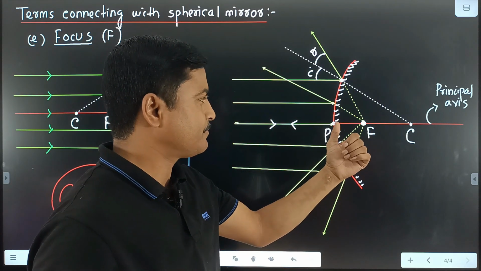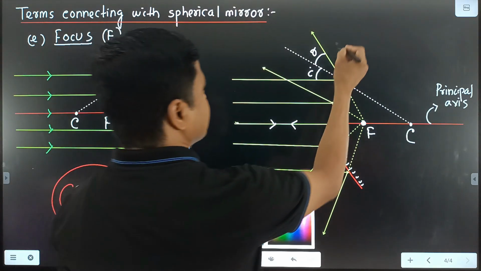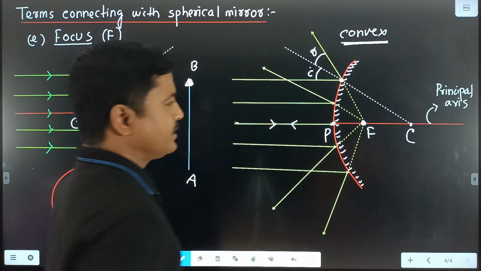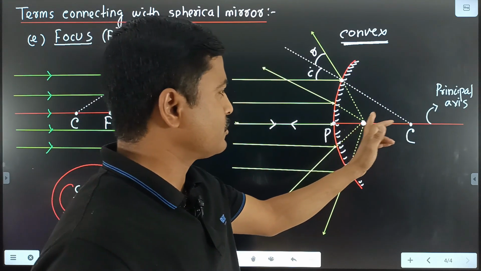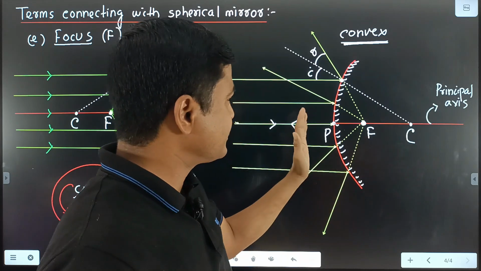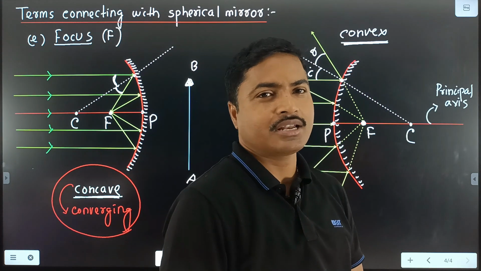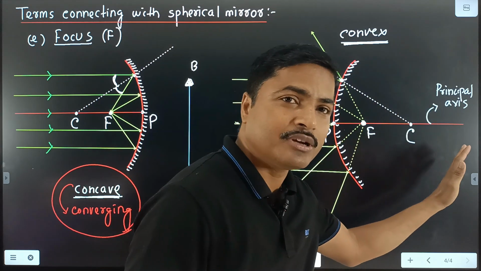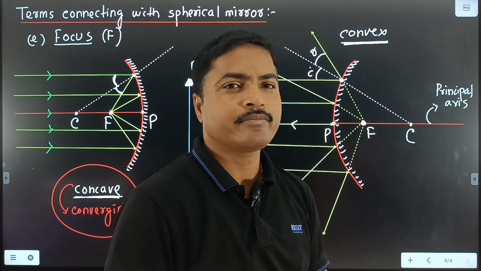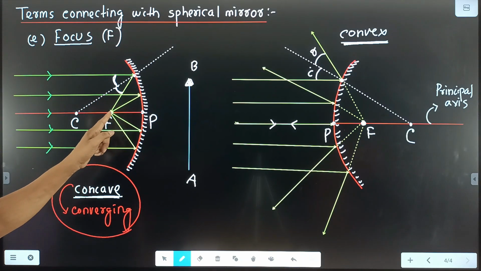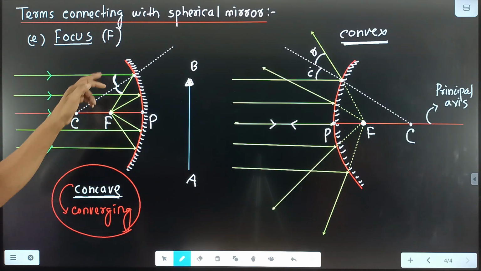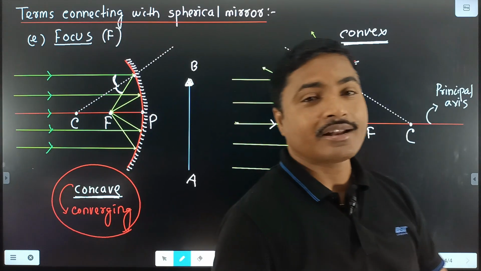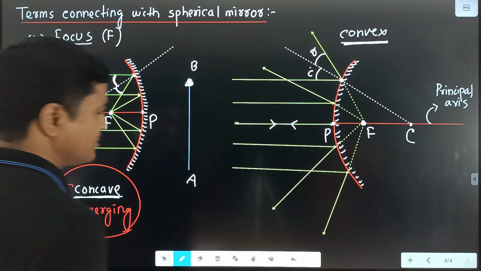This one is your convex mirror. In case of a convex mirror, the focus and center of curvature are both situated behind the mirror. Clear? Focus and center of curvature are situated behind the spherical mirror in case of convex, but in case of concave, they are situated in front of the spherical mirror. Clear?